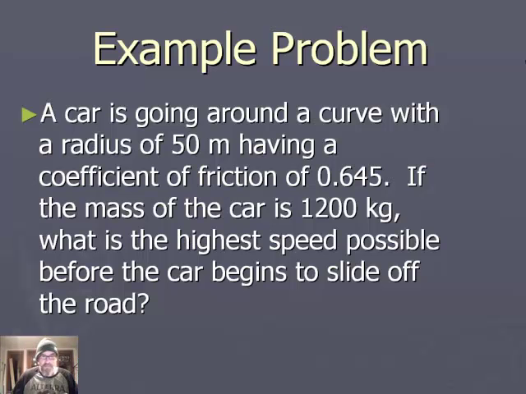Here's a problem that allows us to work in some stuff we learned before, like coefficient of friction, with some of the new stuff about rotational motion. We've got a car that's going around a curve. The car moves around a curve like this, and something keeps it from sliding off.